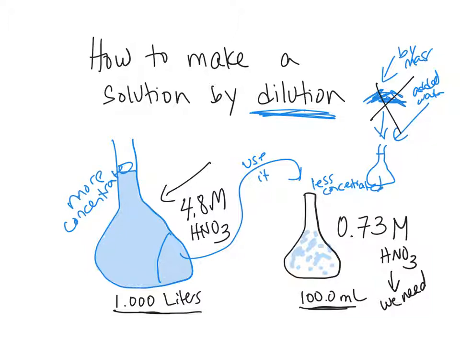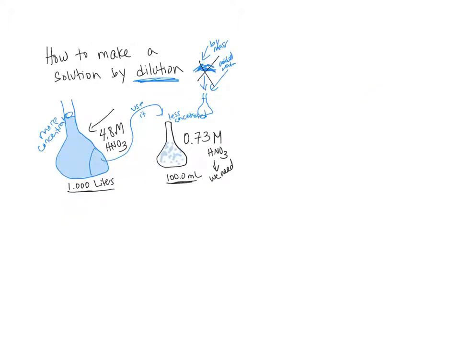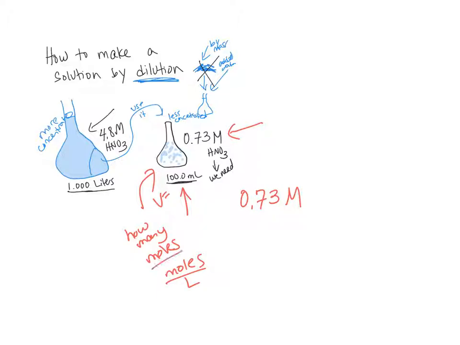So let's talk about how we would do that. If we want to make a solution with this concentration and we want this amount, we know that our molarity has to be 0.73 molar and our volume is 100 milliliters. In order to make this, we need to know how many moles of nitric acid we have in here, because concentration, molarity, is moles over liters. So we have to find out how many moles we have in here. We know that we have 0.73 molar.